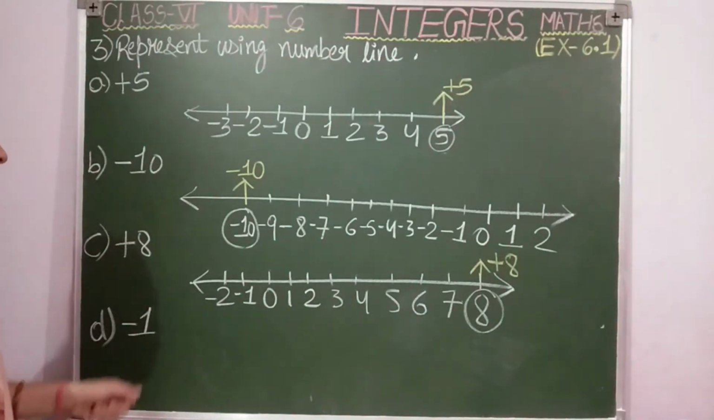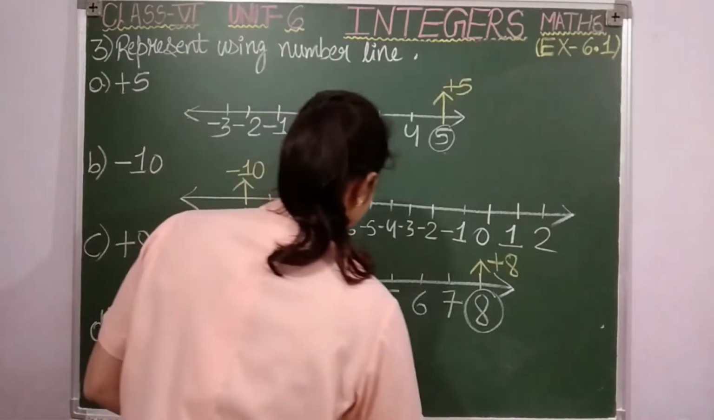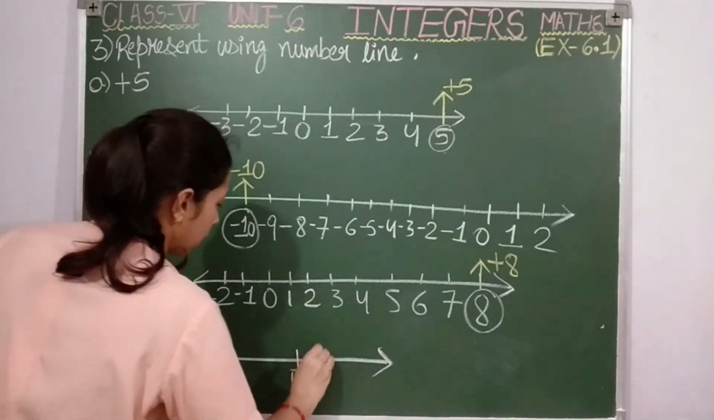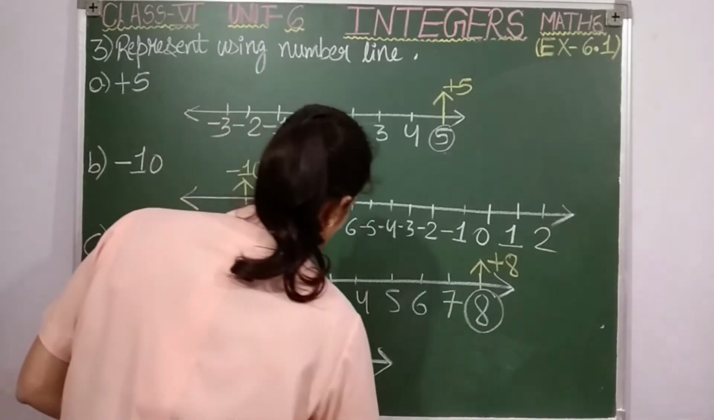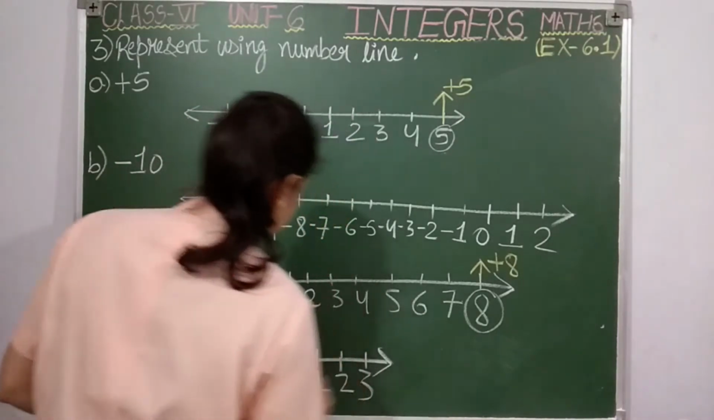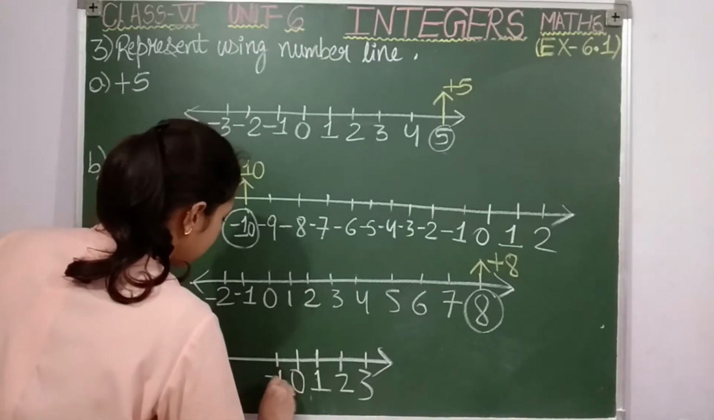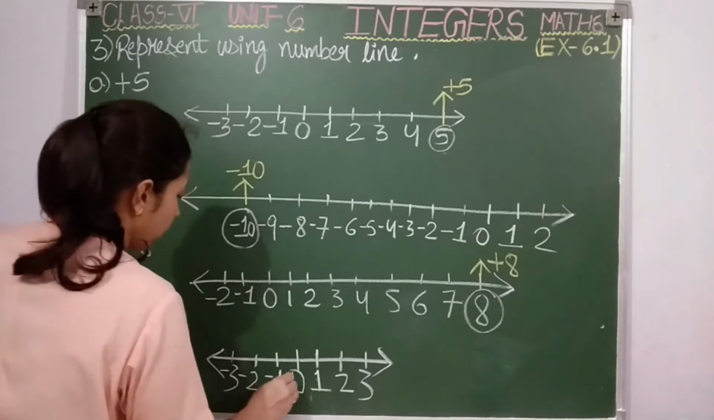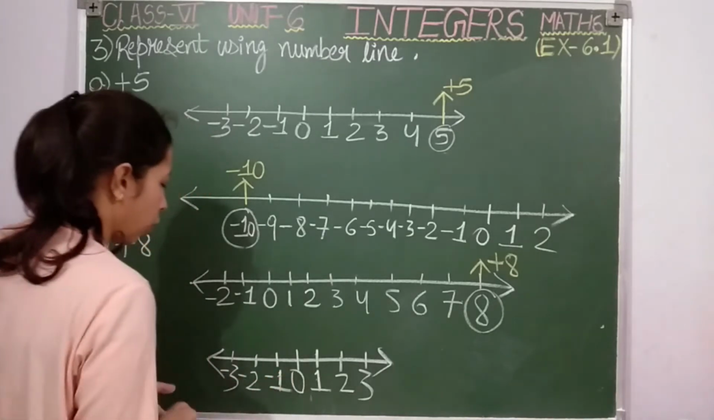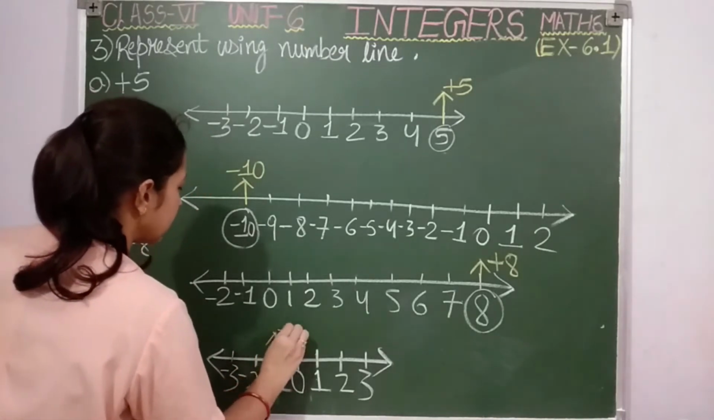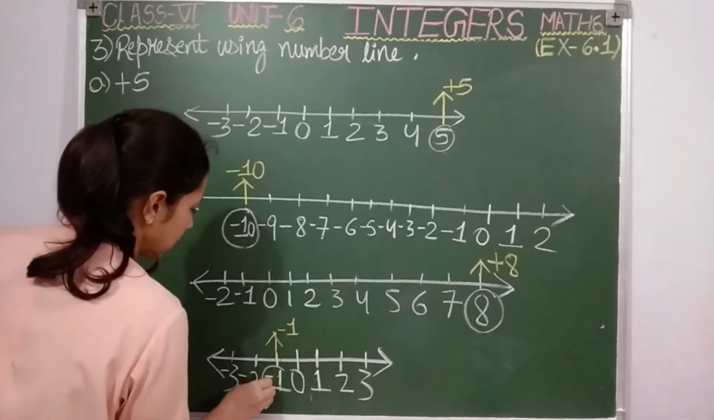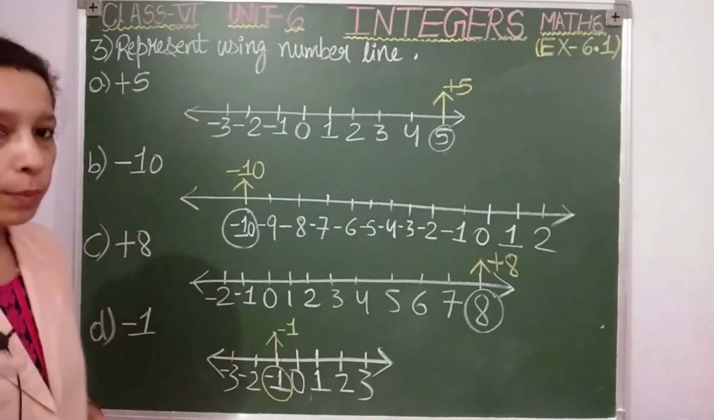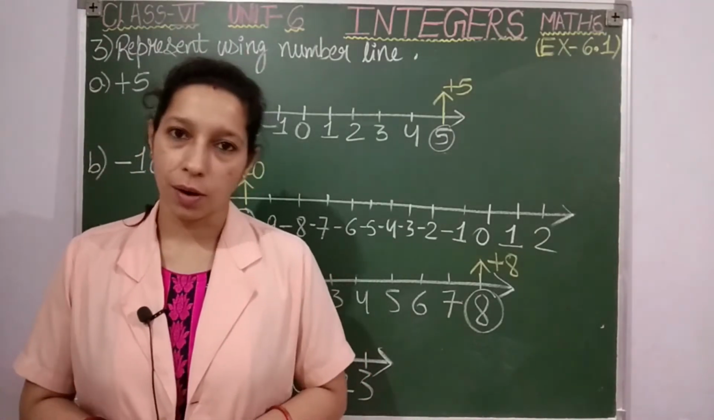Next integer is -1. No problem. Okay, 0, 1, 2, 3. Here -1, -2, -3. We have to show -1. No problem. Represent it like this. Here I'll write -1, and you can circle it also, showing that here we have represented -1. Now point E will be your homework. With this we have completed the third question also.